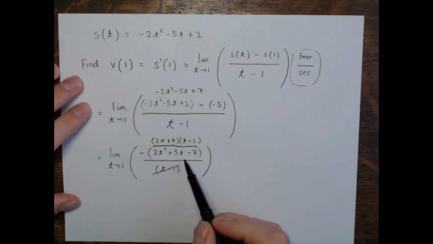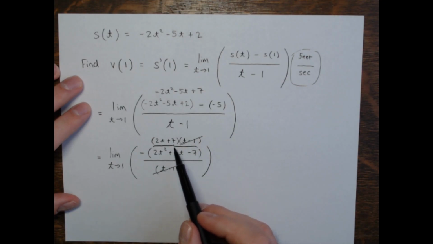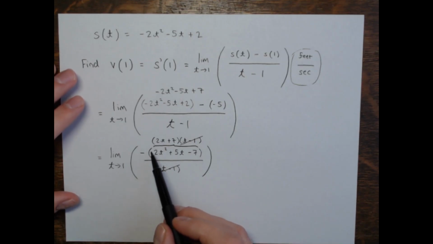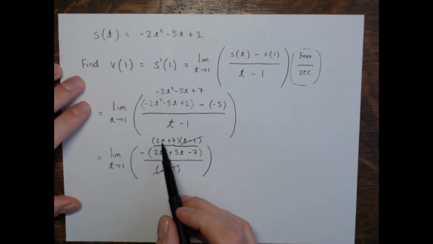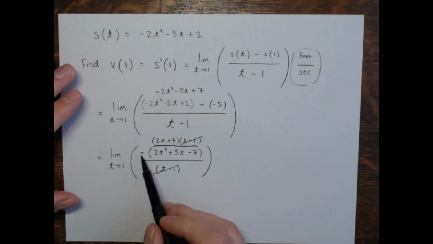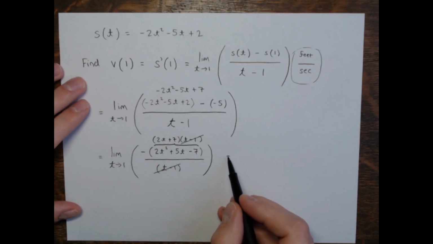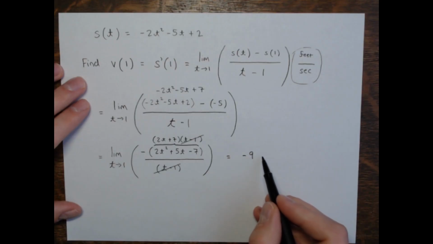And these t minus 1s would then go away. So I have the opposite of the quantity 2t plus 7. And if t were 1, this is 9. So negative 9 for the velocity. Negative 9 feet per second.